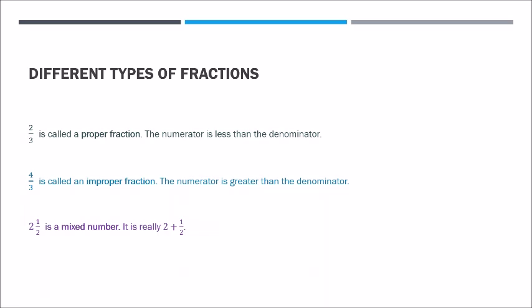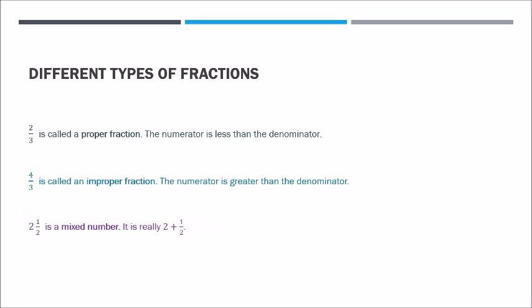Okay, so different types of fractions. 2/3 is called a proper fraction. The numerator is less than the denominator, so our top is smaller than our bottom. The second one here is an improper fraction. 4 is a bigger number than 3, and because 4 is bigger than 3, we call it an improper fraction. So our numerator is bigger than our denominator.